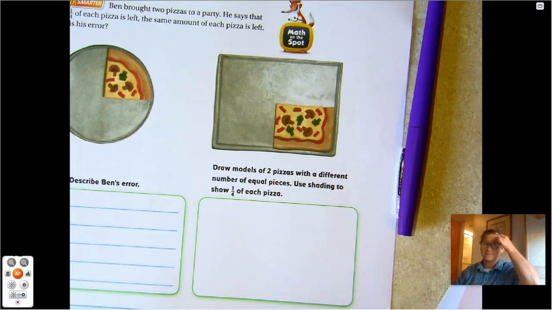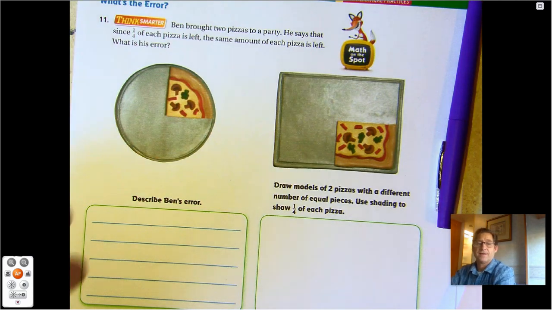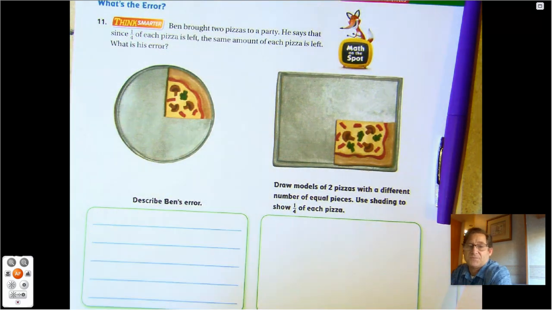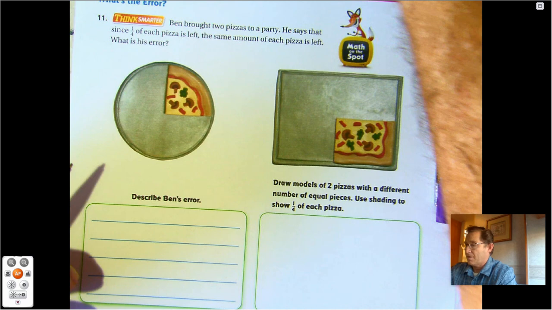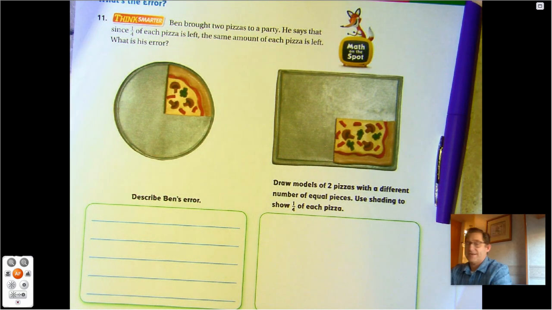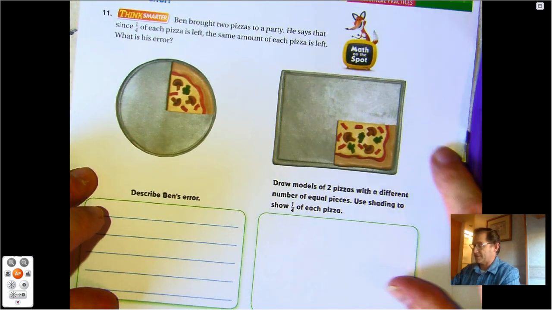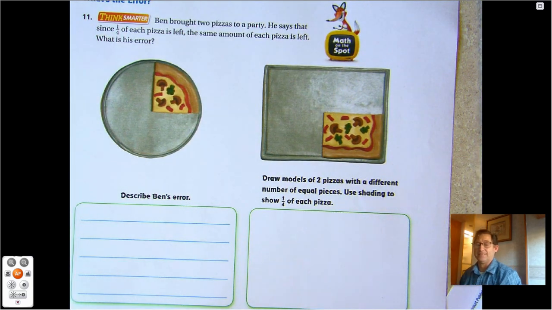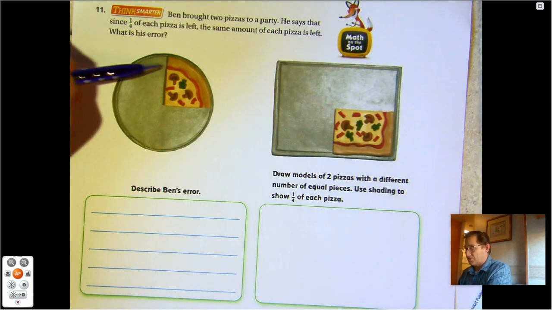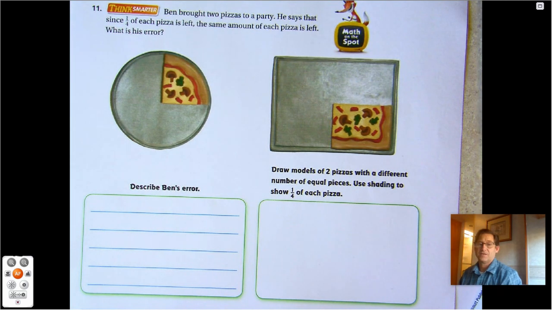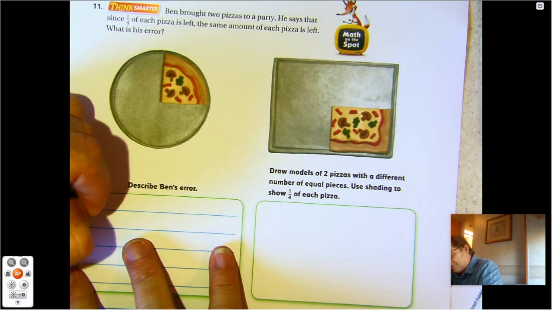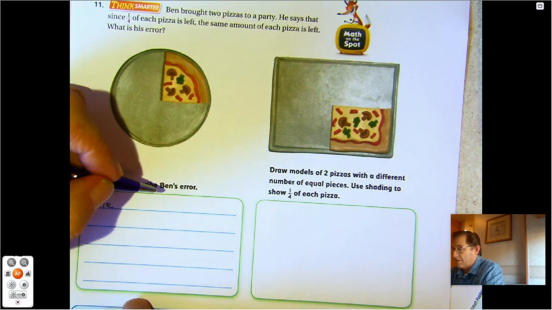Ben brought 2 pizzas to a party. He says that since 1/4 of each pizza is left, the same amount of each pizza is left. What is his error? Well, remember when we compare fractions, we need to compare fractional parts of the same size things. This circle pizza is not the same as this rectangular pizza. So the areas are different. So the size of the parts are not the same.